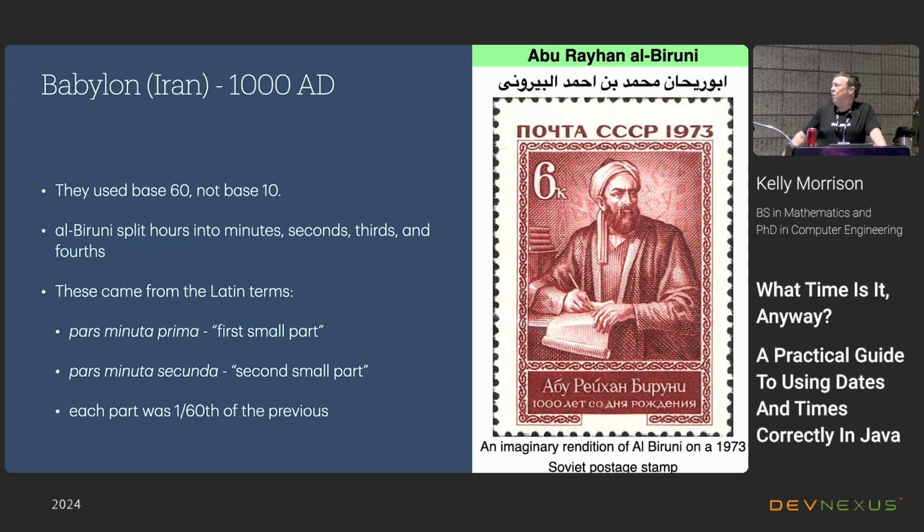Oh, by the way, this isn't this guy's real picture. This was from a Soviet stamp in 1973. They didn't have any existing pictures of him, so they just hallucinated one, kind of like ChatGPT. So if you think about it, this is a Russian version of a ChatGPT hallucination circa 1973.